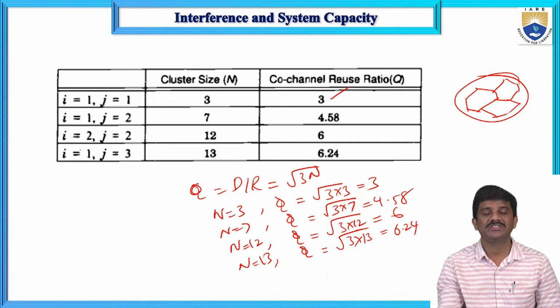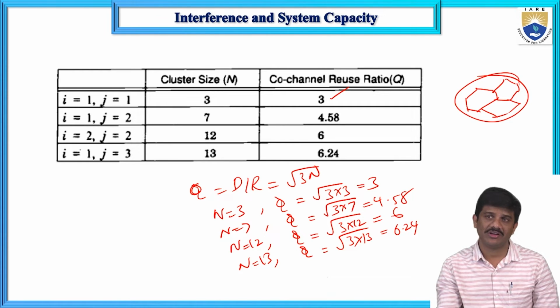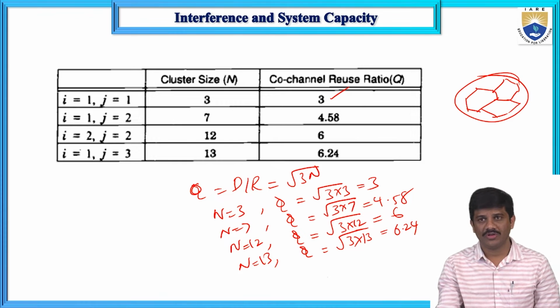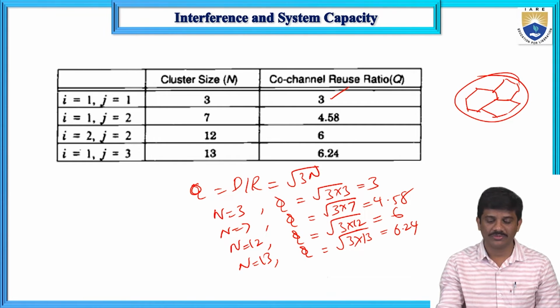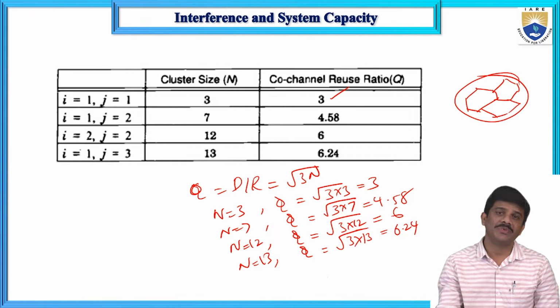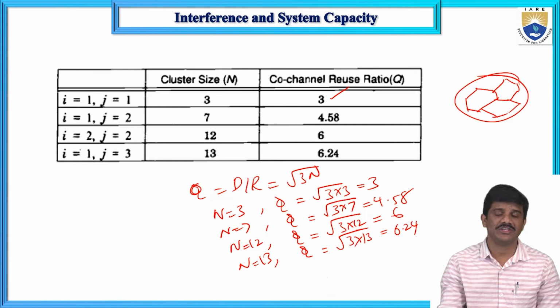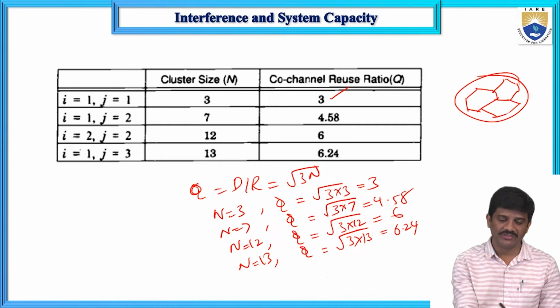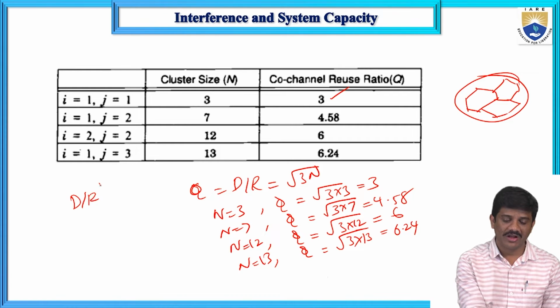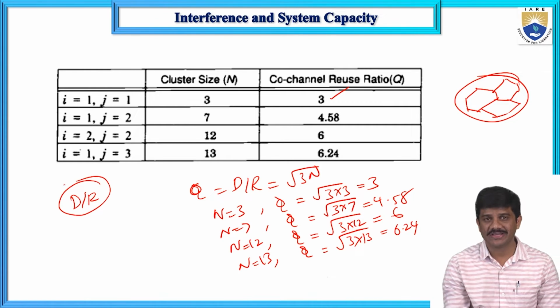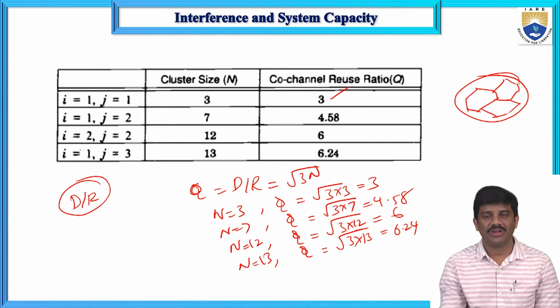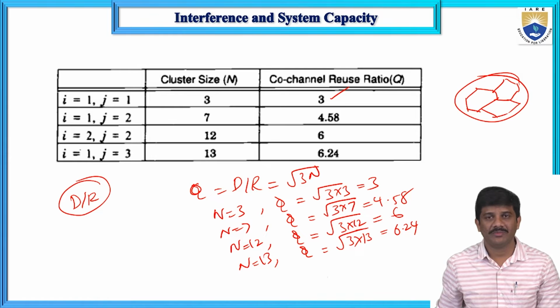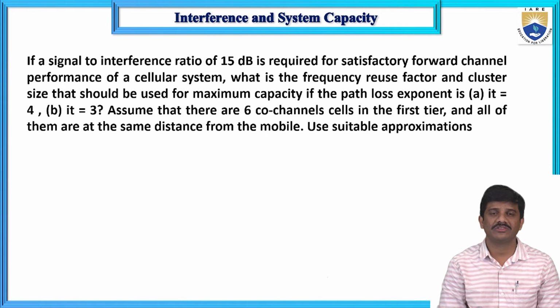Based on the cluster size, we can find the co-channel reuse ratio. Then we get D by R equals root 3 N. Sometimes they give the distance between two cells in the coverage area and also the cell radius, then we go for the formula D by R. Otherwise, whenever they give the cluster size, we go through it like this. This is one formula, and we will also see one problem here.